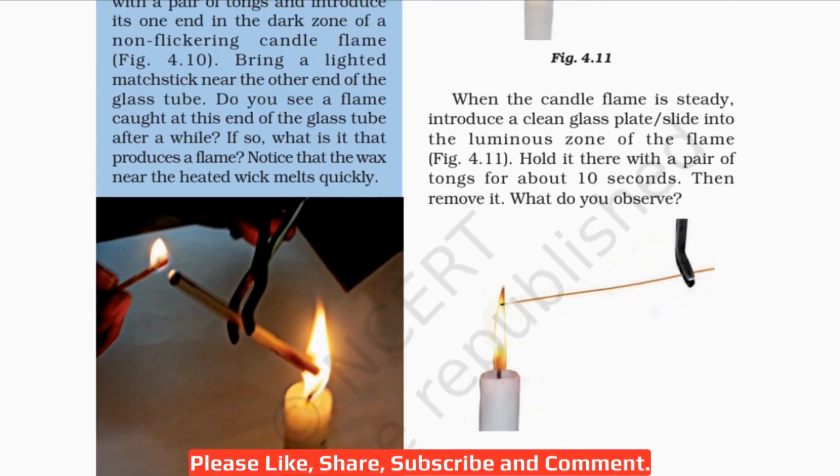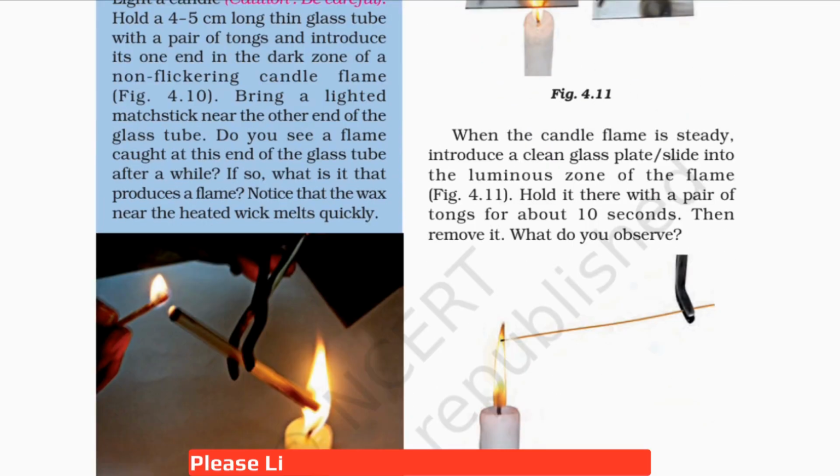Okay, so what happened here in this? When we hold this thin glass tube, on one end we were lighting it here in the candle itself, you can see, but the other end also caught fire, right? When we ignited a matchstick, the other end also caught fire. Why? Because this glass tube contained unburned wax vapors. Okay, it contained unburned wax vapors in it.